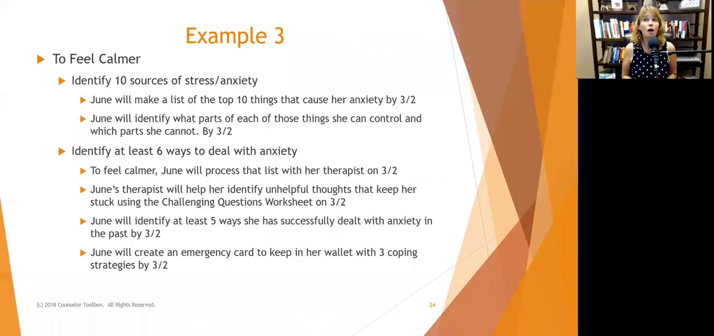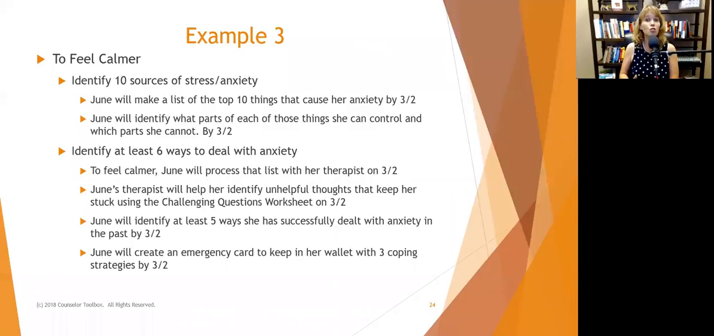So to feel calmer, June will process that list with her therapist on March 2nd. Her therapist will help her identify unhelpful thoughts that keep her stuck using the challenging questions worksheet on 3-2. You see how this is very practical, step by step. There are dates.